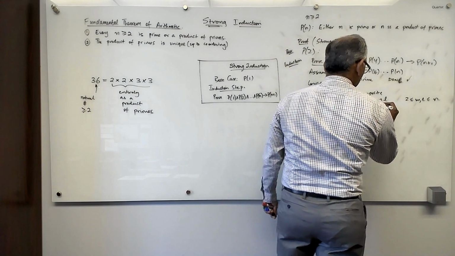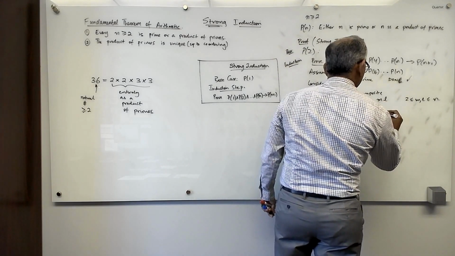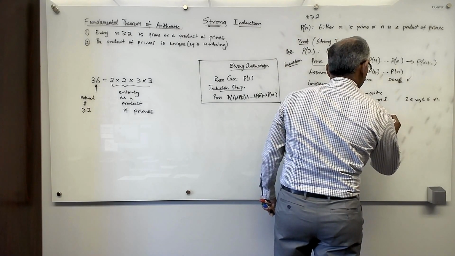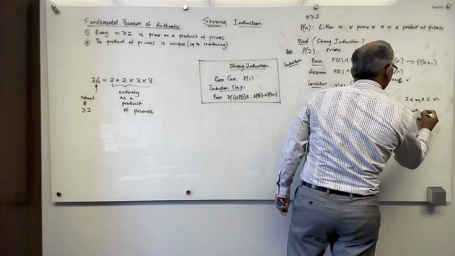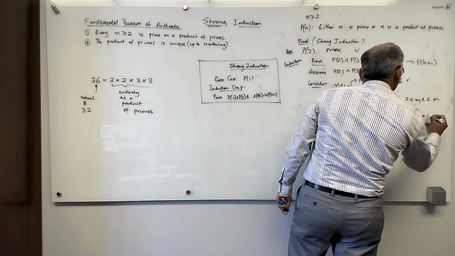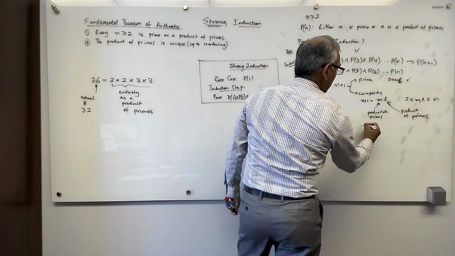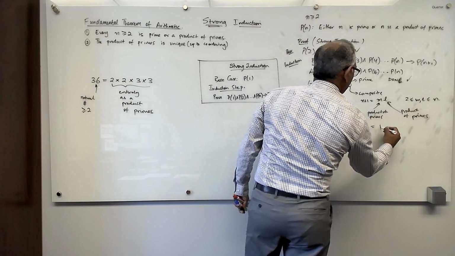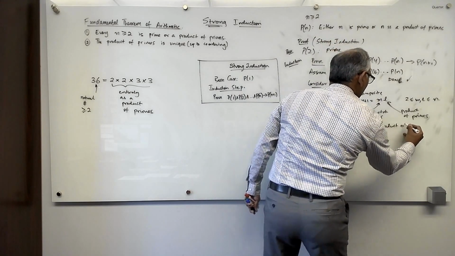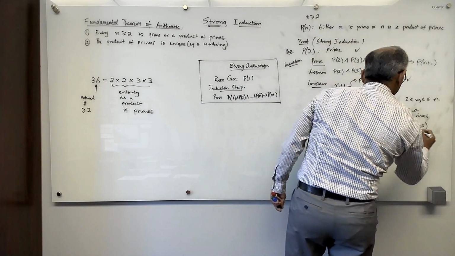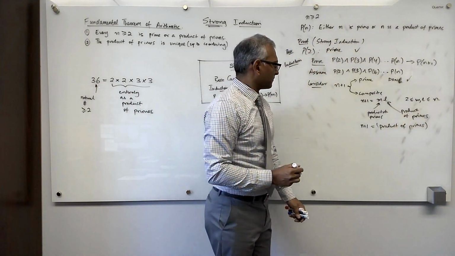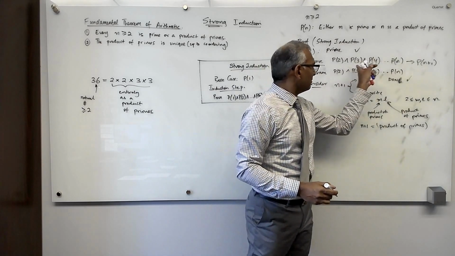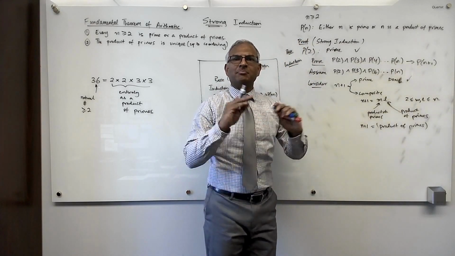So m is a product of primes, and L is a product of primes. And so that means that n plus 1 is a product of primes. You just take this product, multiply by that product, you get one bigger product of primes. And so I proved this implication, and that's the strong induction mechanics.